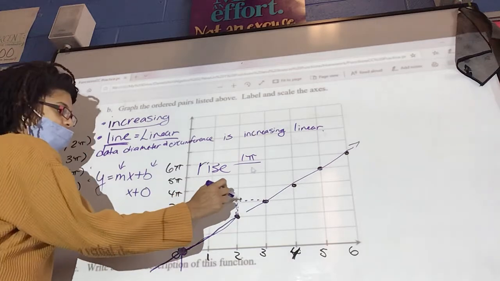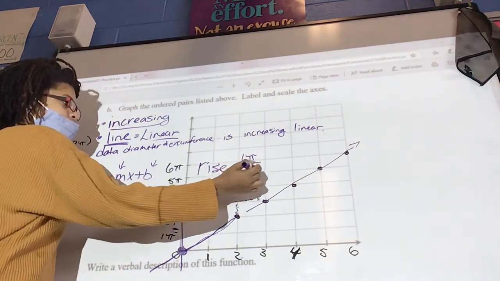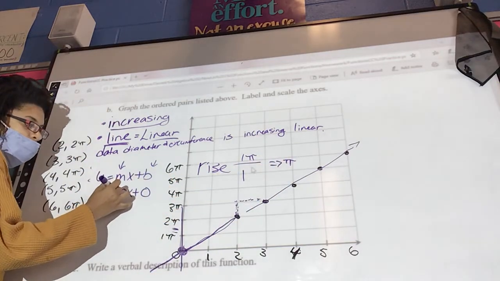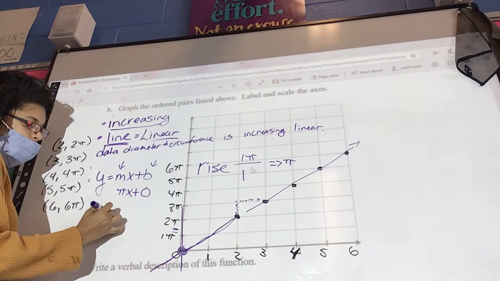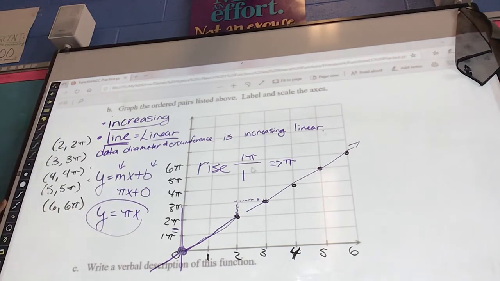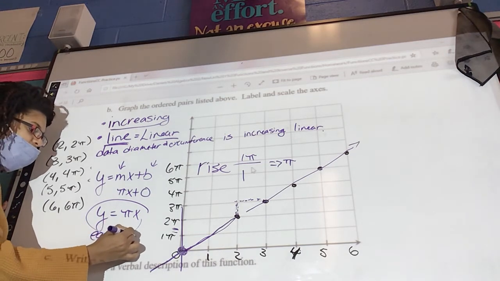And then how much does it run over? One. So this one and one simplify to just pi. Pi is a number. So my equation would be pi times x, because I don't need that zero. That would be my equation for this data.